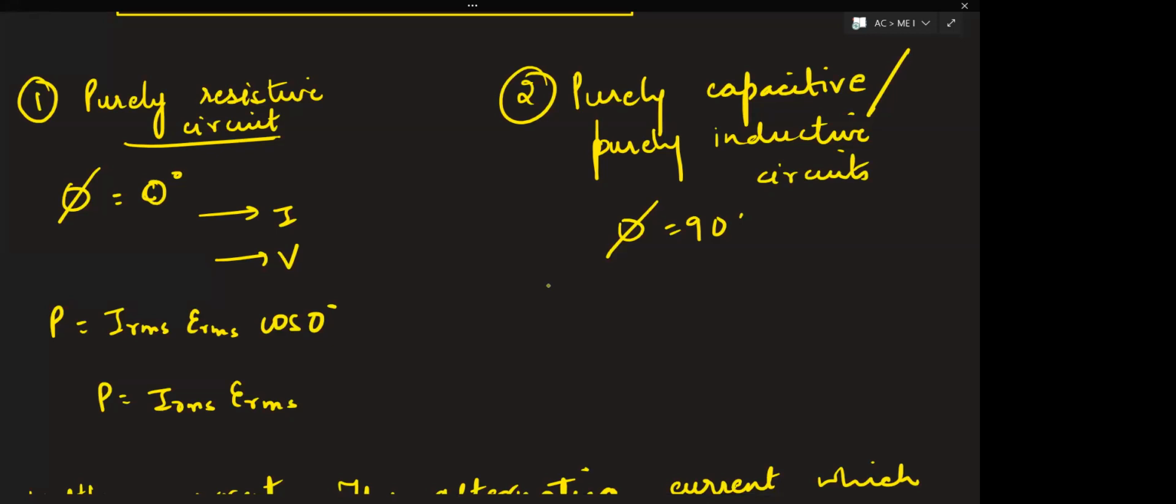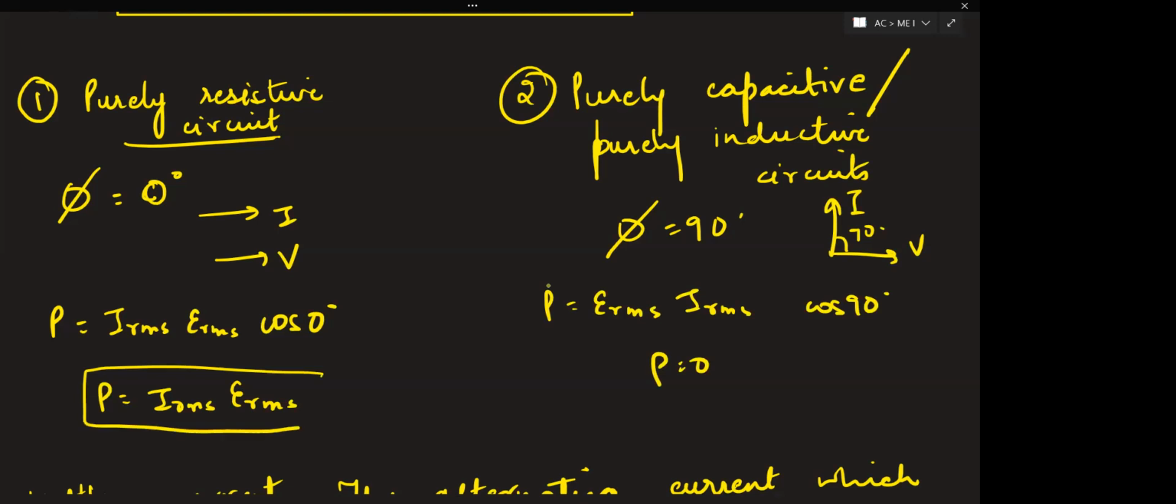And for purely capacitive or purely inductive circuits, we have seen current either leads by 90 degree or lags by 90 degree. So the phase difference remains 90 degree. So P is equal to ERMS IRMS cos 90 degree. Directly this is 0. So see the difference. For a purely resistive circuit, power is maximum. For a purely capacitive or inductive circuit, power is minimum, least, it is 0.